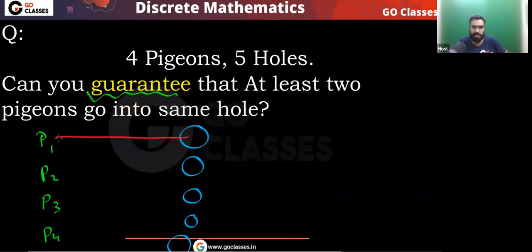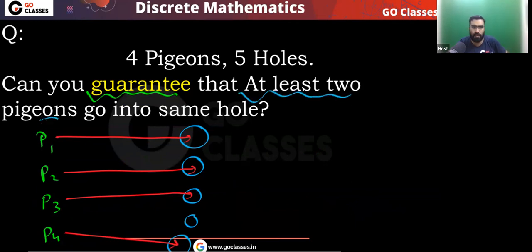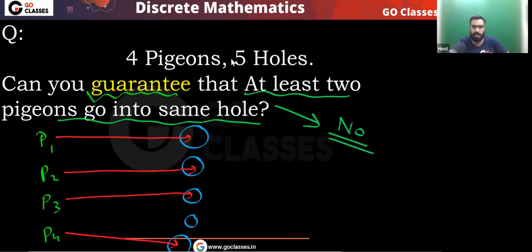Why? Maybe P1 goes here, P2 goes here, P3 goes here, and P4 goes here. Now you can notice that in this case, the pigeons are not going to the same hole, so we cannot guarantee it. Is this point clear to everyone? Can we guarantee that at least 2 pigeons will go to the same hole? The answer is no. They may or may not go to the same hole.